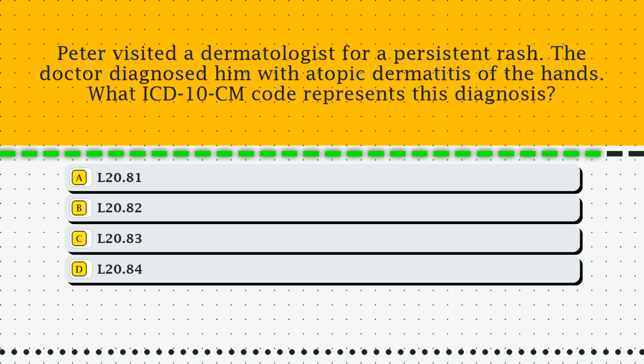Question 260. Peter visited a dermatologist for a persistent rash. The doctor diagnosed him with atopic dermatitis of the hands. What ICD-10-CM code represents this diagnosis? Option A, L20.81. Option B, L20.82. Option C, L20.83. Option D, L20.84.